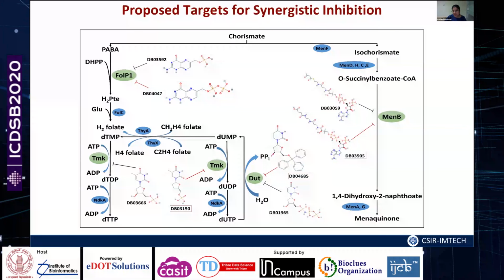I'll not describe this in detail, but when we started mapping these individual targets to different pathways, some of them belong to pathways that are linked, for example from chorismate to folate or menaquinone. So you can actually identify combinations of inhibitors also from the study that we have done.